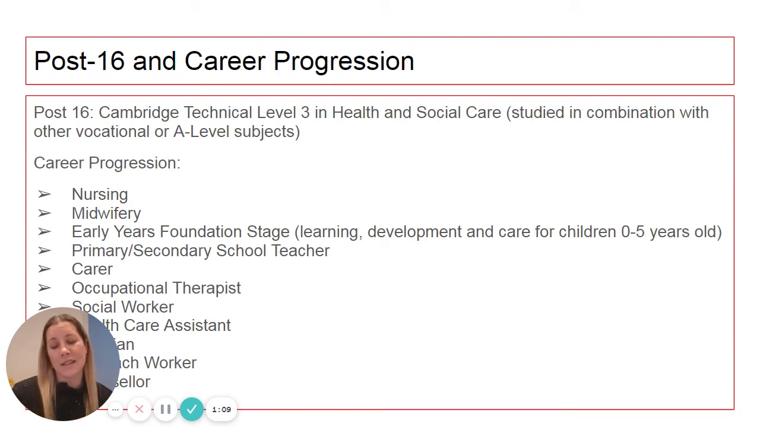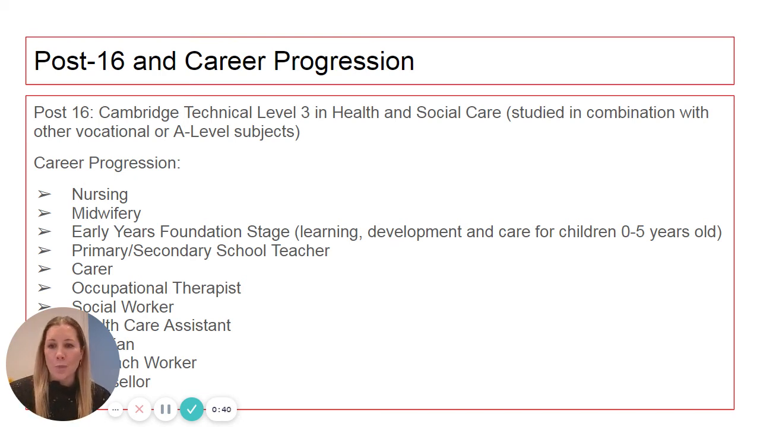So in terms of post-16, sixth form progression, you can stay on at Welling, and we deliver the Cambridge Technical Level 3 in Health and Social Care. This is studied with other vocational subjects or A-level subjects, so you have quite a range of choice as to how you combine your subjects. Obviously, other colleges outside of Welling do offer different health and social care qualifications, so you're not limited. But obviously we'd hope to retain you at Welling.